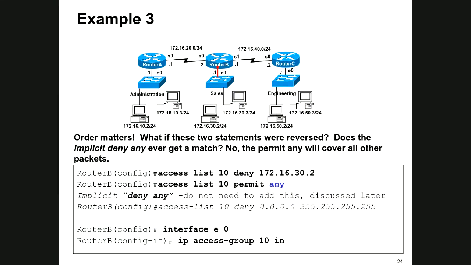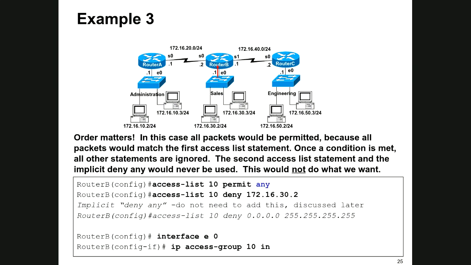If you have any other address, like 30.3 or 30.4, when it hits that first line, you won't be denied because you did not match exactly. The source address must match exactly. So it will drop to the second line, and the second line says, oh, you're permitted. So you can see where order is important here. We're going to see in the second slide why order is important. And then we have our code at the bottom that applied it to the Ethernet port in the inbound direction.